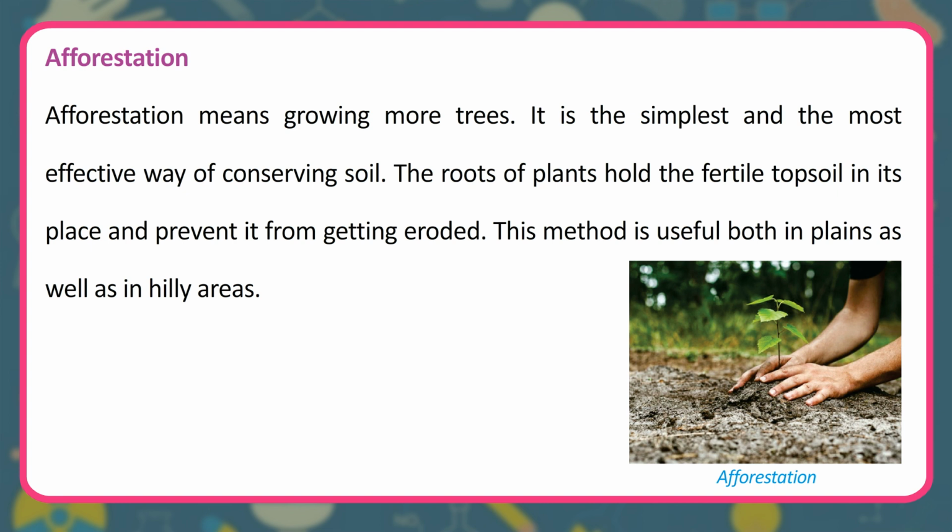Afforestation. Afforestation means growing more trees. It is the simplest and the most effective way of conserving soil. The roots of plants hold the fertile topsoil in its place and prevent it from getting eroded. This method is useful both in plains as well as in hilly areas.